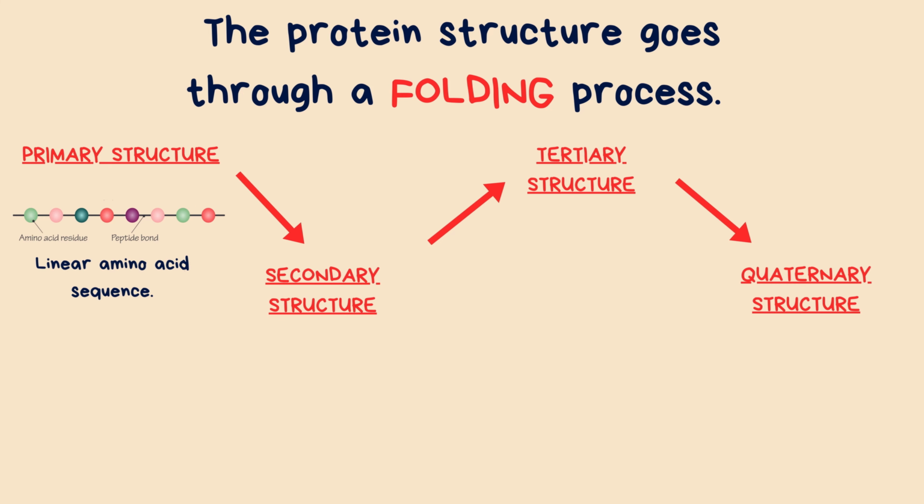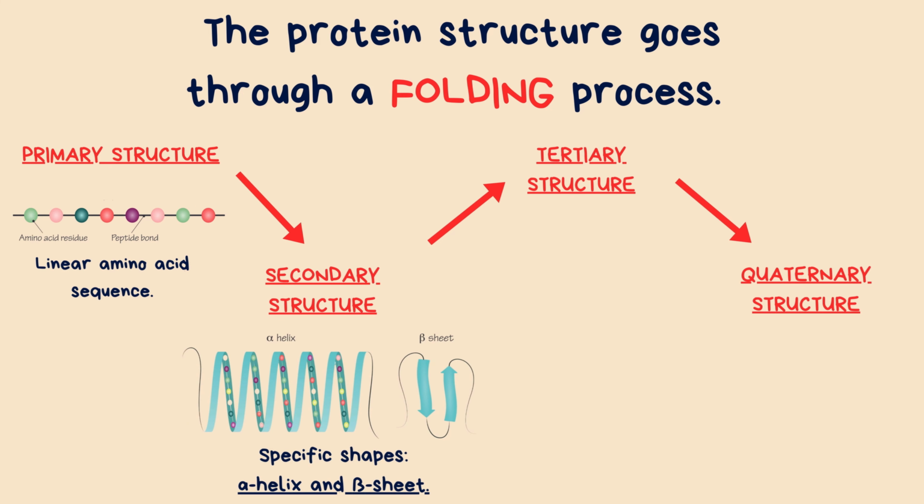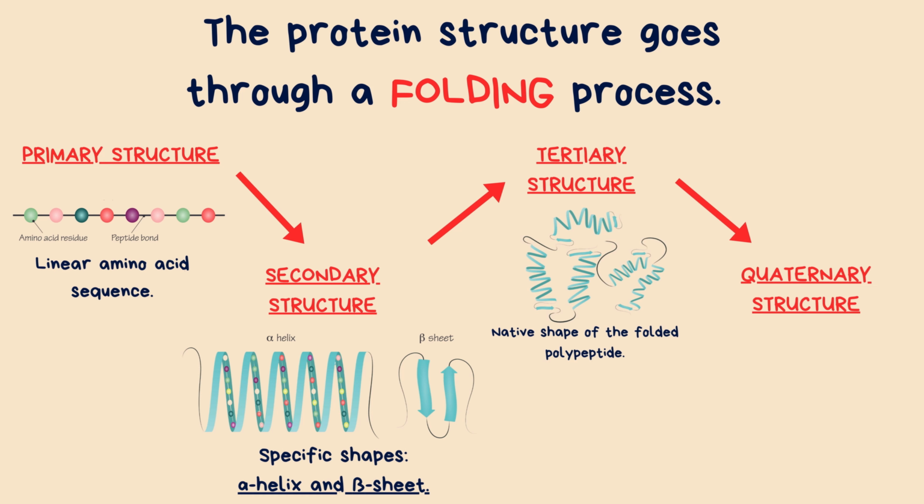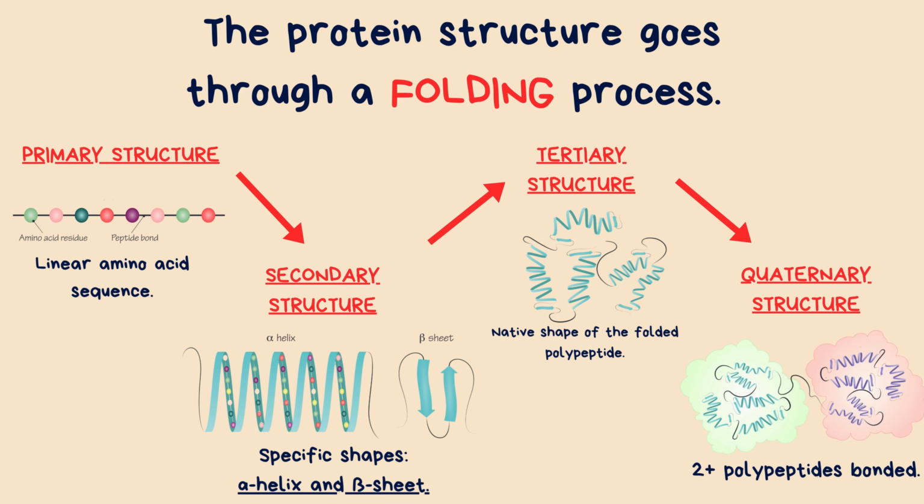and builds up through the secondary structure, in which this linear sequence gains specific shapes, like alpha helices or beta sheets, tertiary structure, in which the polypeptide folds into its native conformation, and finally quaternary structure, in which two or more polypeptides bond together. So let's break it all down.